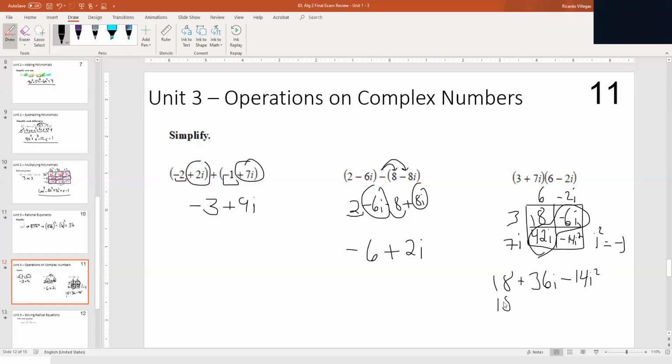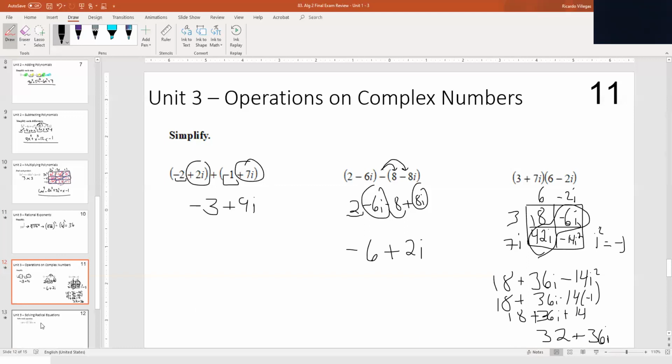So we get 18 plus 36i minus 14 times -1. And then we get 18 plus 36i plus 14. And then we add the 18 plus the 14 to be able to get 32. So your final answer would be 32 plus 36i.